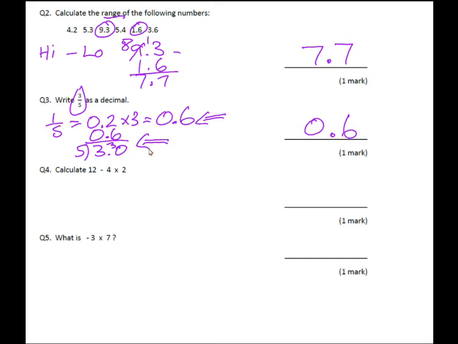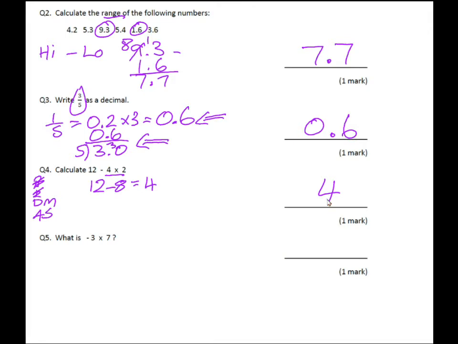Question 4 is about big maths and understanding the order of operation. So if you write down big maths, there are no brackets in our problem and there are no indices. So you do division and multiplication first. So we've got a multiplication, so it becomes 12 minus 8. Now we're just left with addition and subtraction. So 12 minus 8 is 4. So on your answer line, put the number 4.